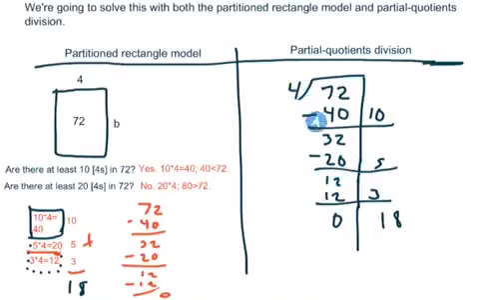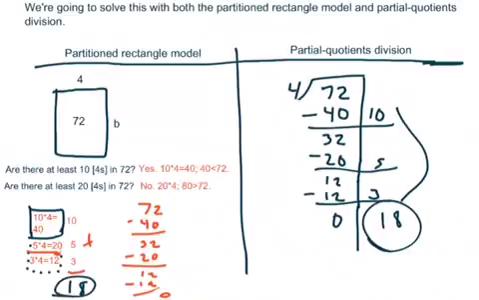And then I'm saying how many 4s can I get out of 12? Well, I can get 3, because 3 times 4 is 12. So I'm going to subtract that. I have 0 left that I need to account for. So I'm going to add these partial quotients together and get 18 as my total. And there's my answer. Same answer, same basic method, just drawn a little bit differently, right? And that's partial quotients division.